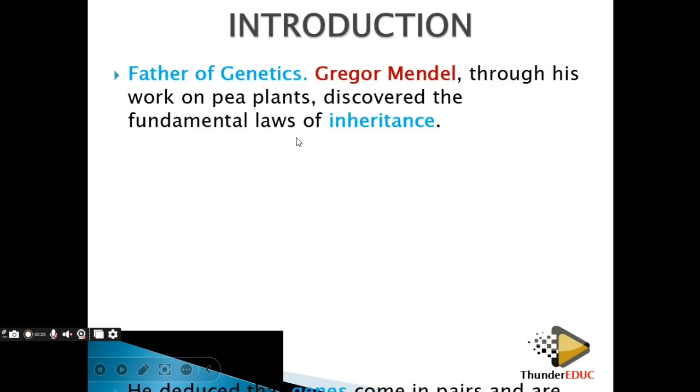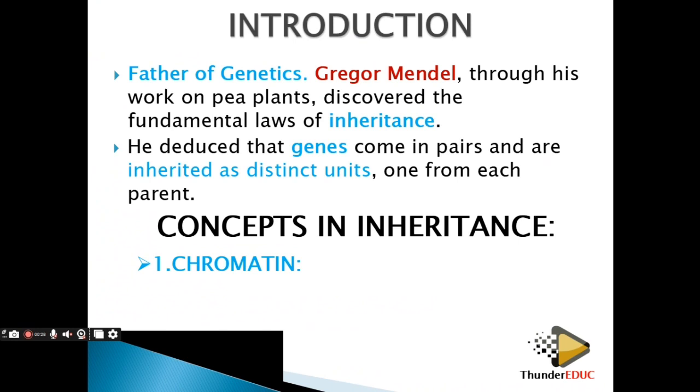In genetics, we're going to be studying a man called Gregor Mendel. He is considered the father of genetics because through his work on pea plants, he discovered the fundamental laws of inheritance. These laws are the laws that guide us today when we look at this chapter. He came to the conclusion that genes come in pairs and are inherited as distinct units, one from each parent.